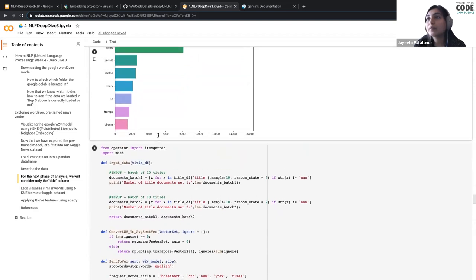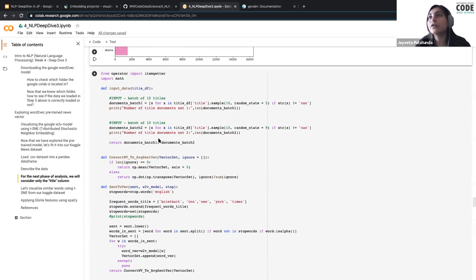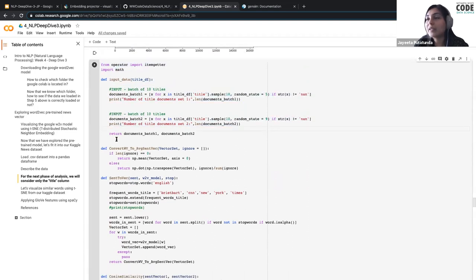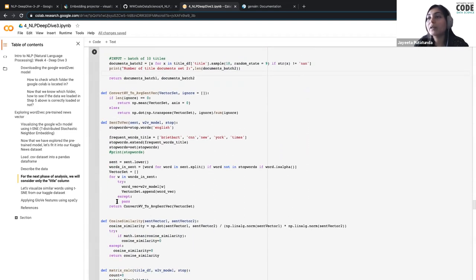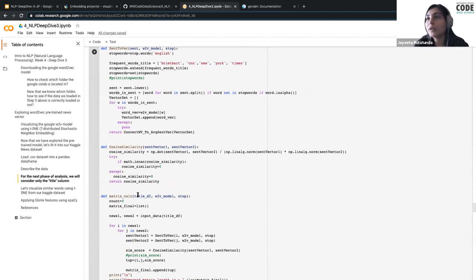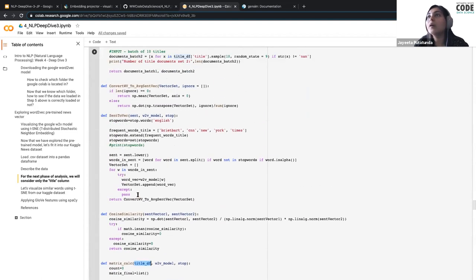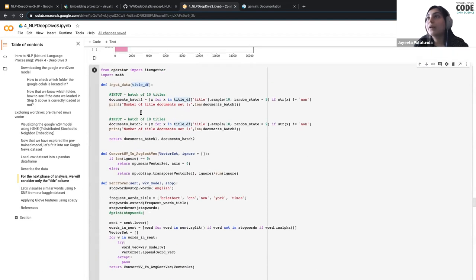So in this method, what we are trying to do is this whole chunk of code. We'll go step by step, but basically at the end of it, we're calculating the similarity between the title DFs that we are passing. Before that, let's go here. Say in the input section, there are two files. We send a batch of 10 titles in document batch one, and another random batch of 10 titles in document batch two.